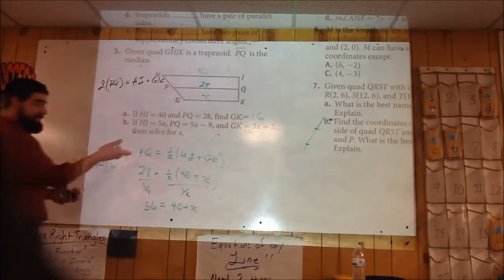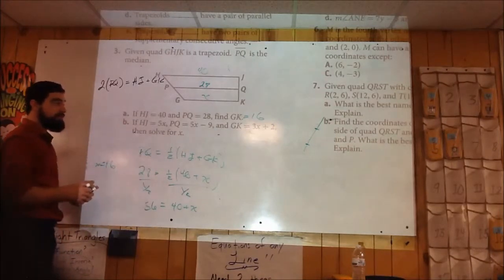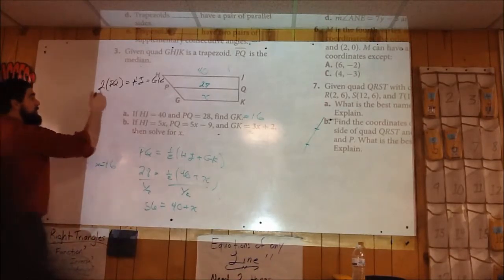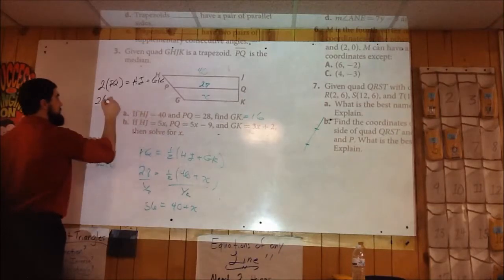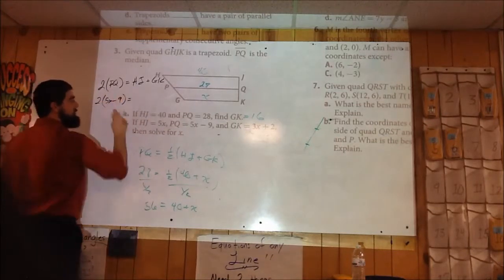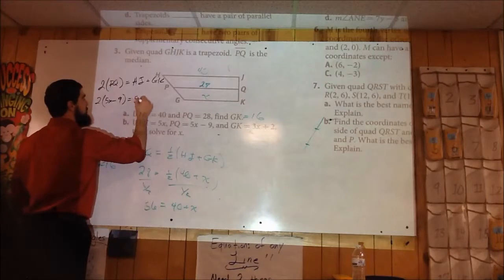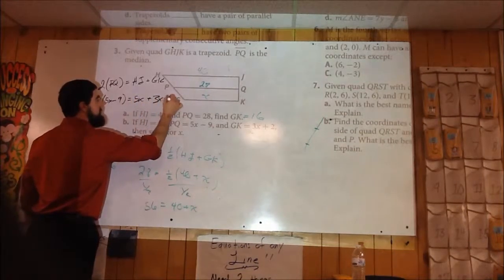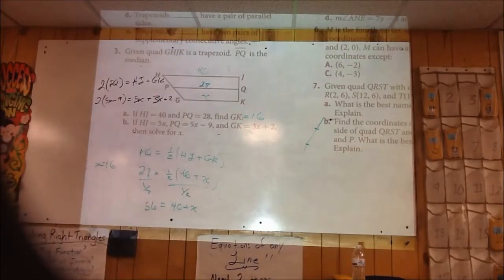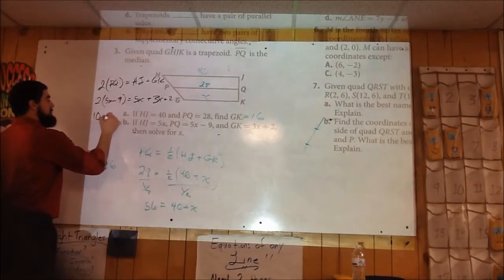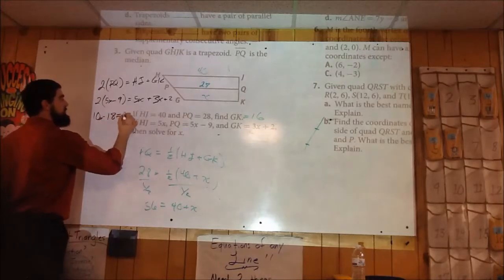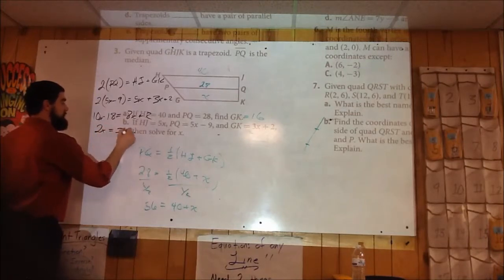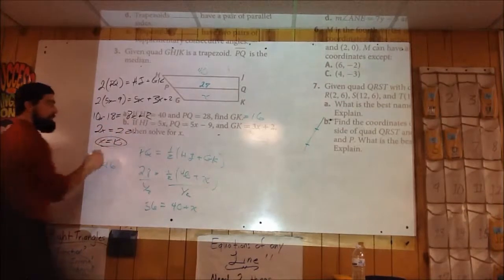And you would use this exact same formula for part B. Exact same formula. I'll plug it into this one. So 2 of PQ, so this is 5x minus 9, is equal to HJ, which is 5x. And once again, we're given that. So 3x plus 2. So that's just me plugging into the formula. I got 10x minus 18 is equal to 8x plus 2. 2x is equal to 20, so x is equal to 10.